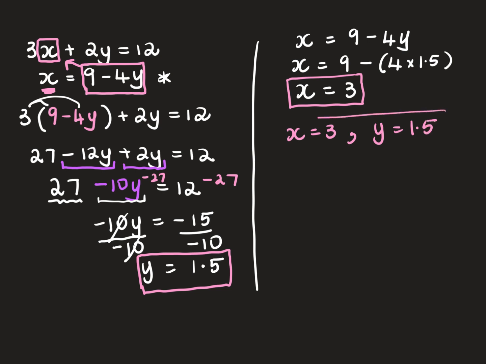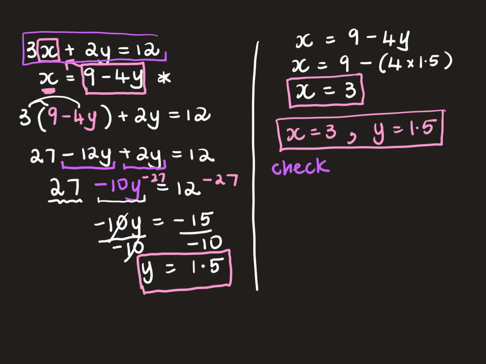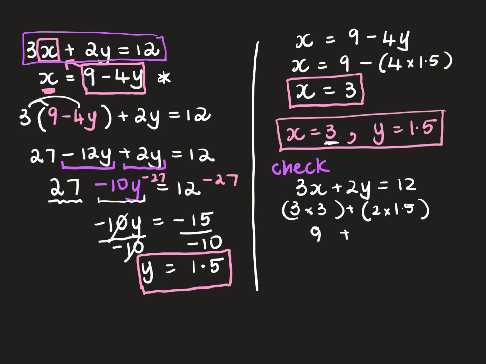That's our solution. Now what I need to do next, of course, is to just check that. I'm going to find one of my equations. I might use this first one. 3x plus 2y equals 12. Let's see if that's right. 3 times, well, x is 3. 3 lots of 3 plus 2 lots of 1.5. That's 9 plus 2 lots of 1.5 is 3. And 9 plus 3 does equal 12. So I know that I'm correct.